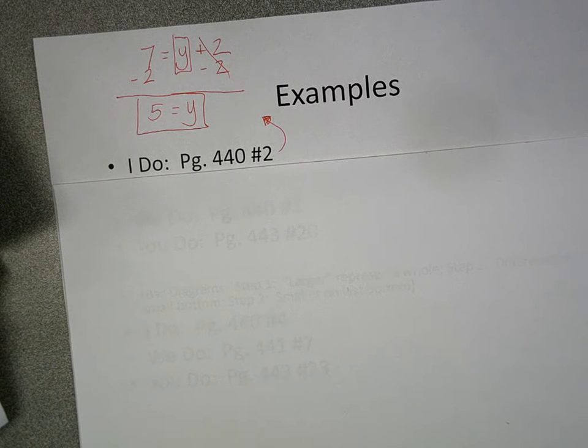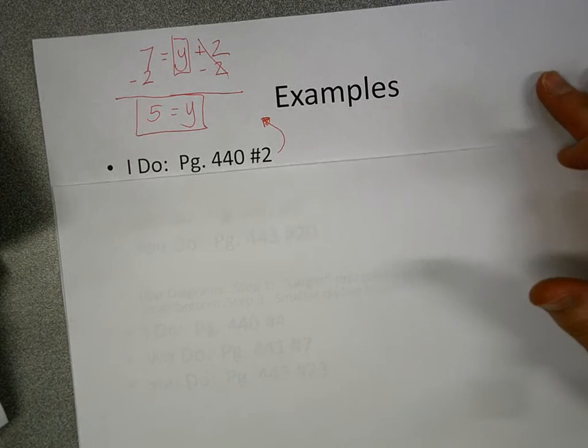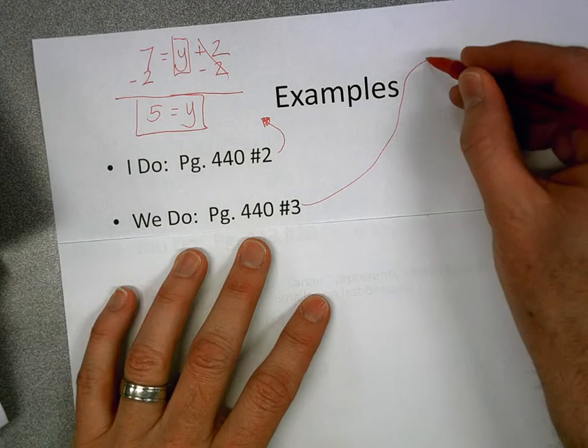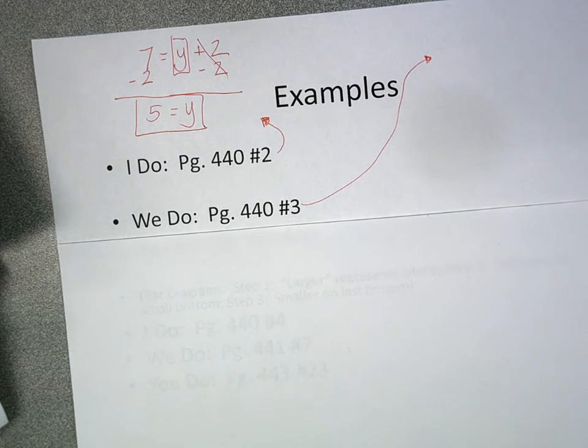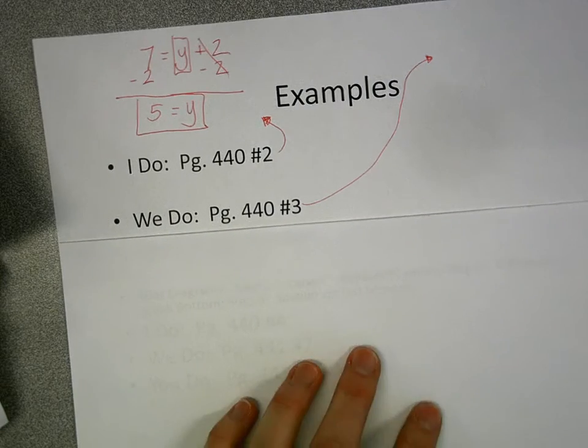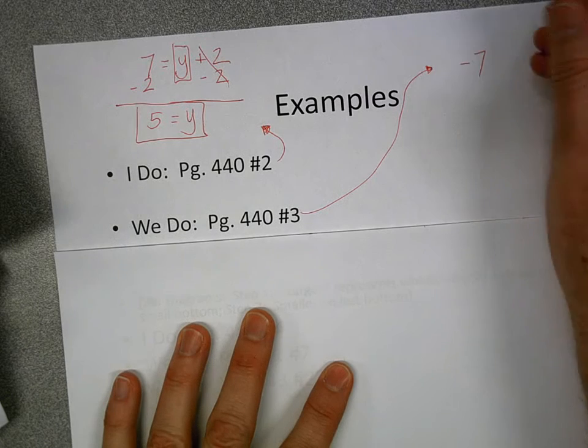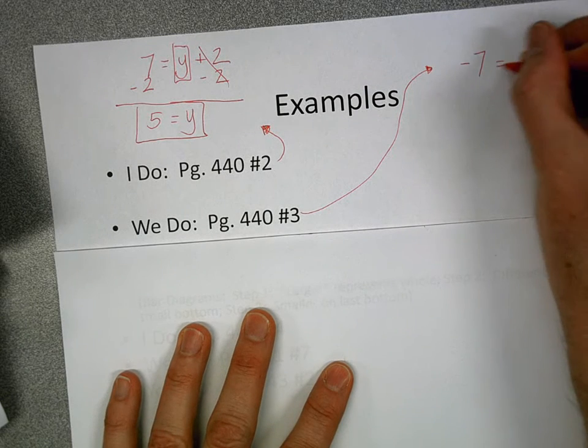Okay, so here's what I want to do. Let's go ahead and do another one. Let's do this one together. Let's do the very next problem. Grab your pencil this time, though. Okay, here we go. Problem number 3 is -7 equals c minus 6.